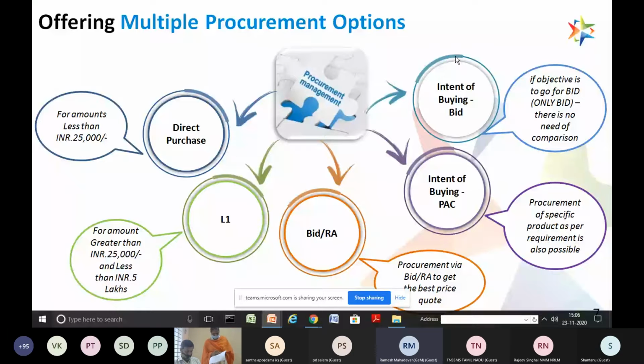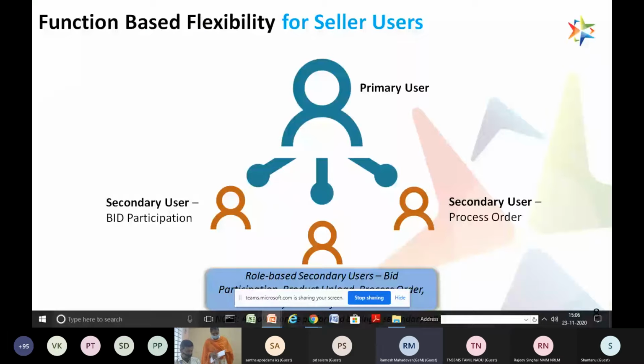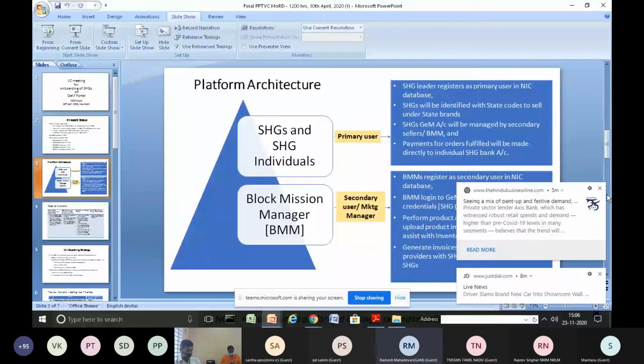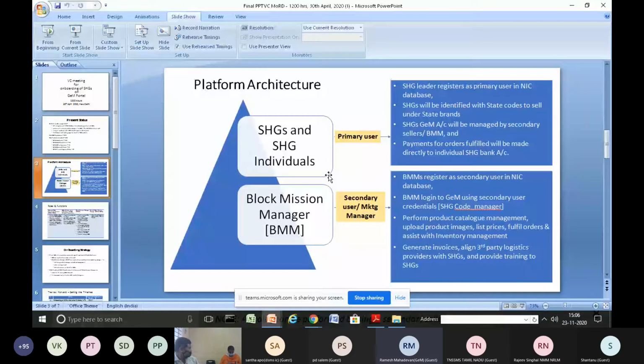In GeM, from the seller's perspective, we will have 2 types of sellers, called a primary seller and a secondary seller. Once you get yourself registered in GeM, you will be called a primary seller, and the primary seller can typically create multiple secondary sellers. Now let's quickly look at how it goes with the SHG part. With respect to the SHG, the SHG and the SHG individuals will become the primary user. Typically, the SHG leader registers as a primary user in the NIC database, and the SHG will be identified with the state codes to sell under the state brands. The SHG GeM account will be managed by the secondary sellers or the BMM. The payment for orders will be made directly to the individual SHG bank account, which will be registered. So this is how the primary user operation will look in the SHG setup.